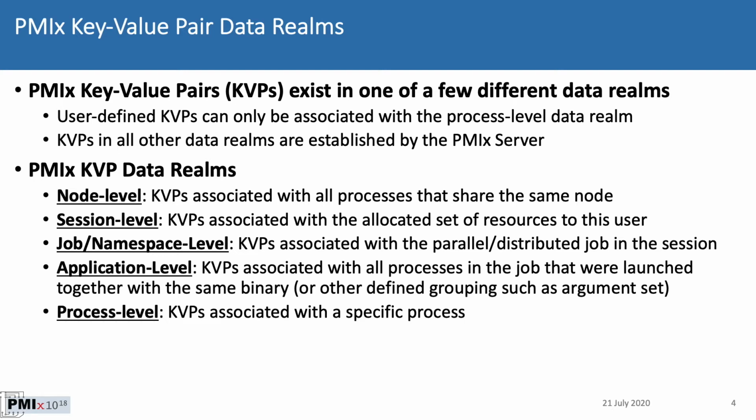The application level: key value pairs associated with a group of processes within a job distinguished by the binary name, the argument set, or some other defined grouping. One example of this would be in an MPMD launch, where multiple binaries are used in the same job. Each set of binaries is an individual application in PMIx, though they all exist in the same job or namespace scope. And then finally, process level: key value pairs associated with this specific process. For this talk, we're primarily going to focus on that last data realm, though it's important to know that there are other data realms in which these functions are used.